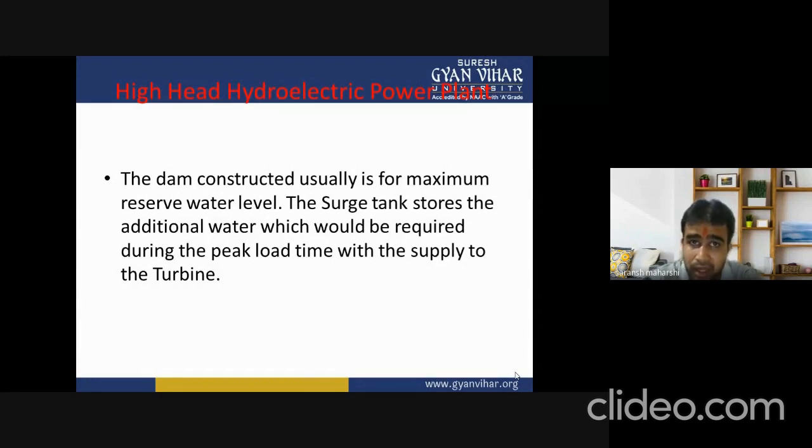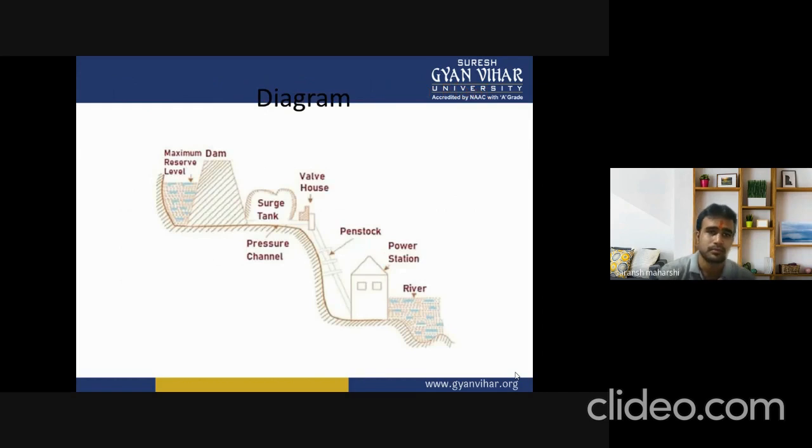The penstock is connected to the dam and reservoir in the upper part of the dam, so it is also called a high head hydroelectric power plant, in which the penstock is connected to the dam in the upper part of the reservoir. So it is called a high head hydroelectric power plant, which depends on the availability of the water head. And this is the diagram of the high head hydroelectric power plant.